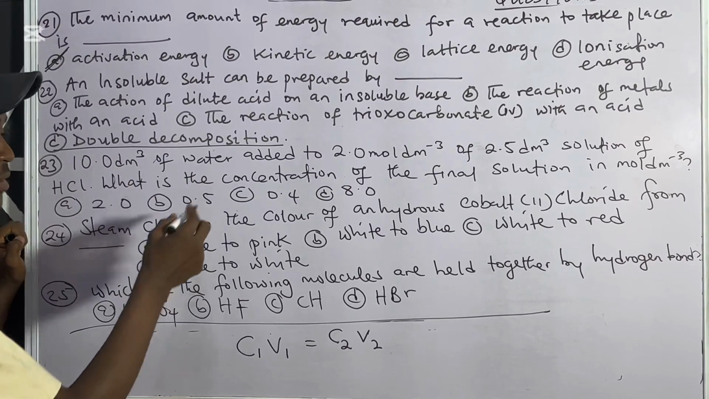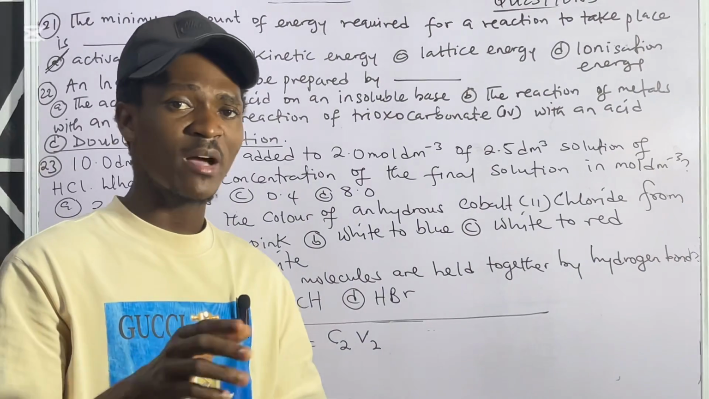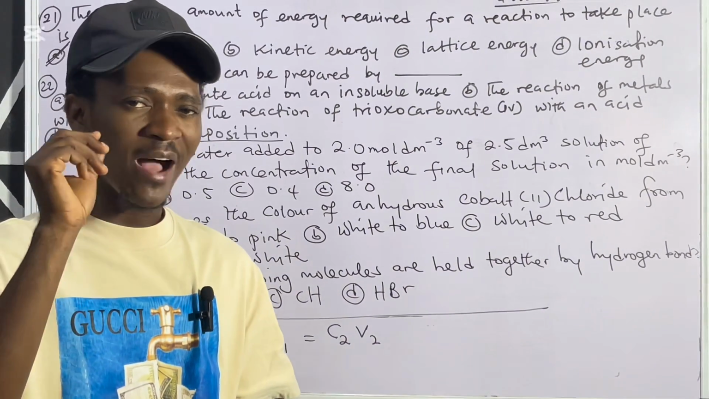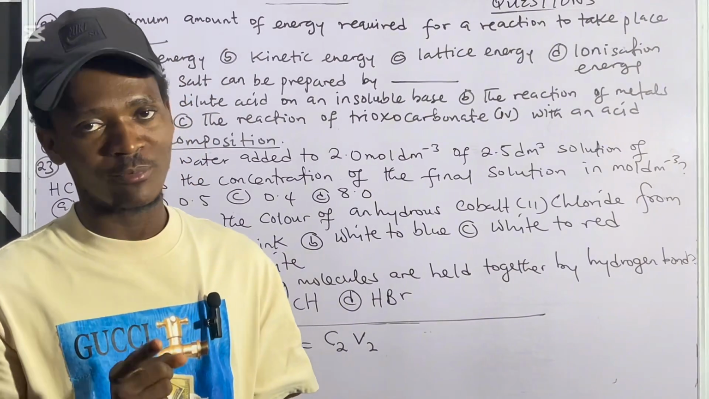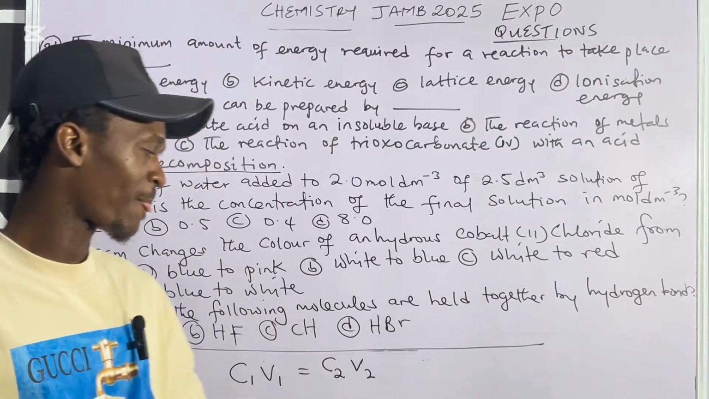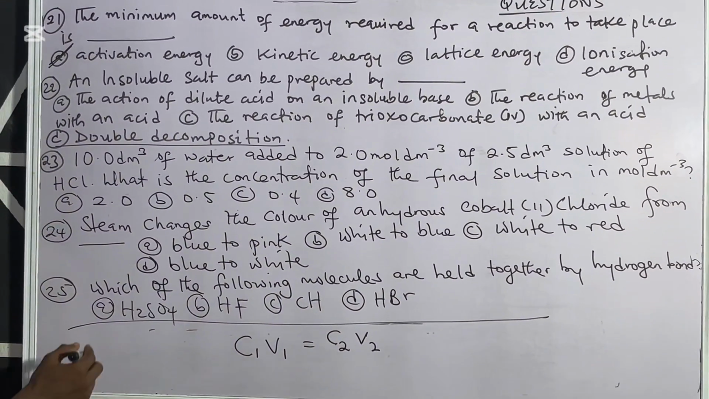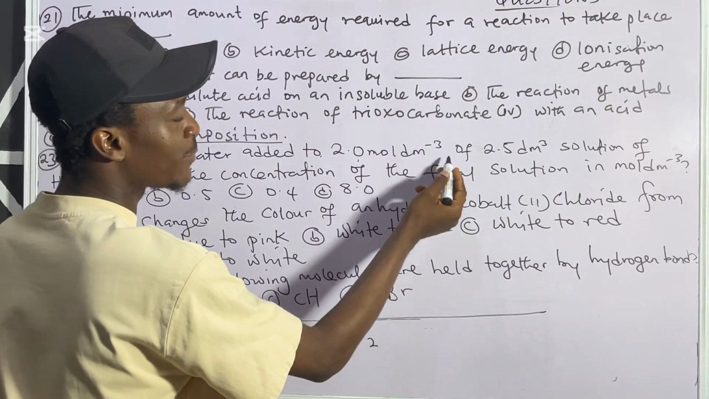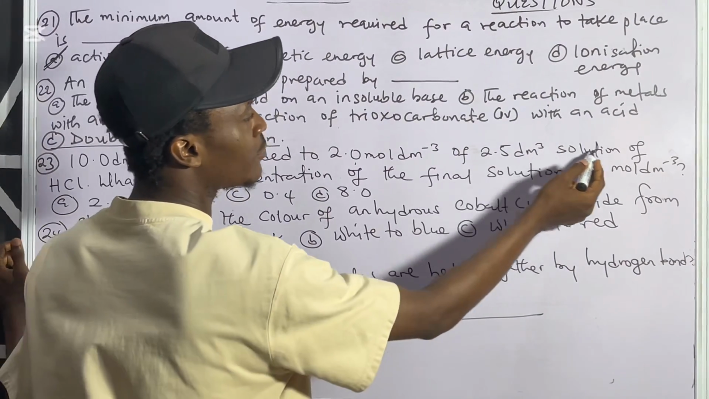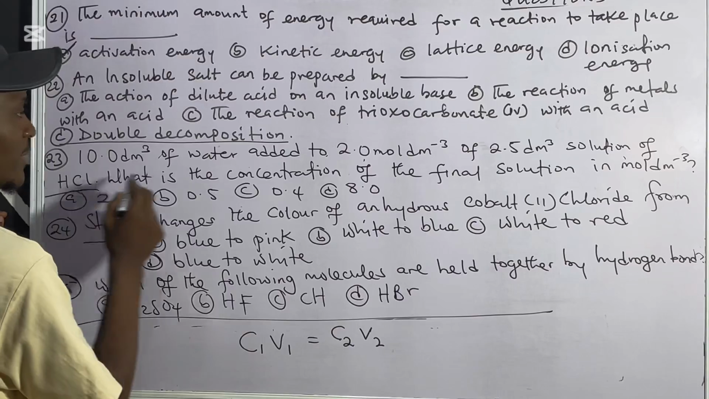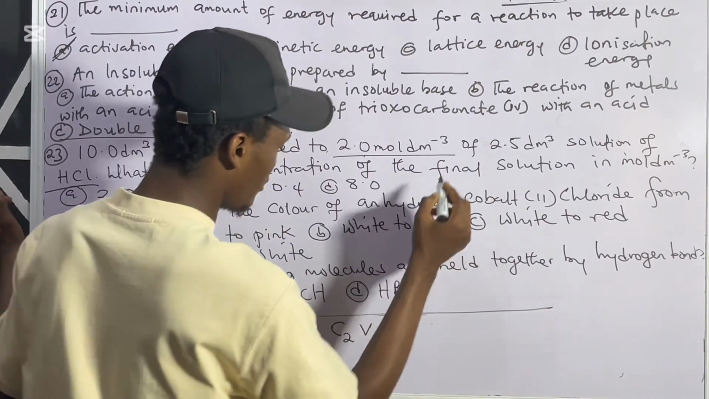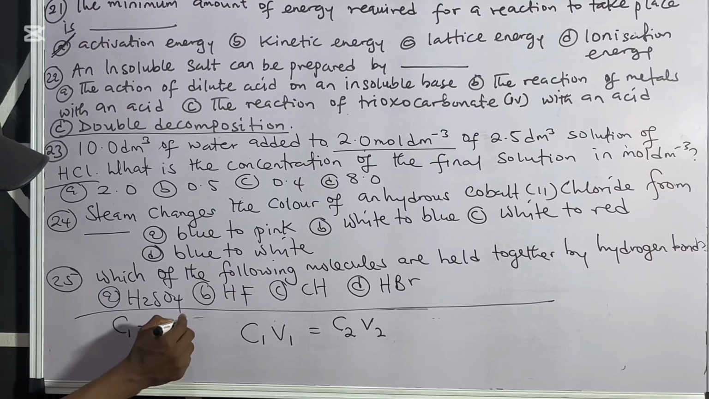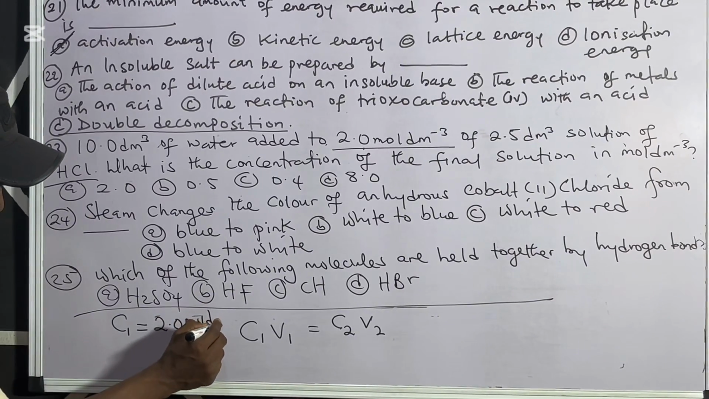10 dm cube of water. Listen attentively. Whenever you are given questions like this on dilution law and there is the mention of water, you have to be extremely careful. I know what I'm saying. Now, let's just check something. 10 dm cube of water added to 2.0 mole per dm cube of 2.5 dm cube solution of HCl. So 2.0 mole per dm cube is our initial concentration, which is C1.